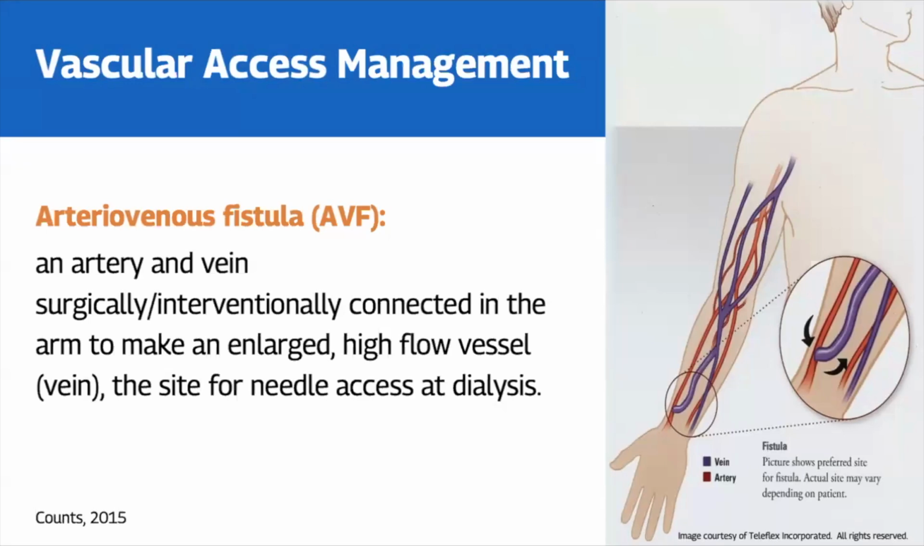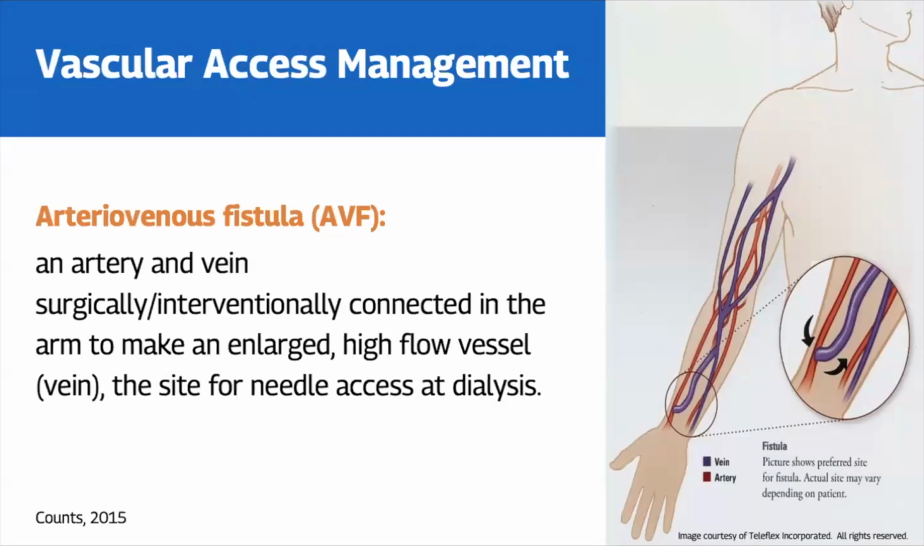So here's a closer look at the vascular access arterial venous fistula. An artery and vein are surgically or interventionally connected in the arm to make an enlarged high flow vessel, which is the vein, and a site for needle access to dialysis. So you see in the close-up picture where the vein is connected to the artery. So that high pressure in the artery now moves some of that high pressurized blood into the vein, and it fattens up that vein over time.